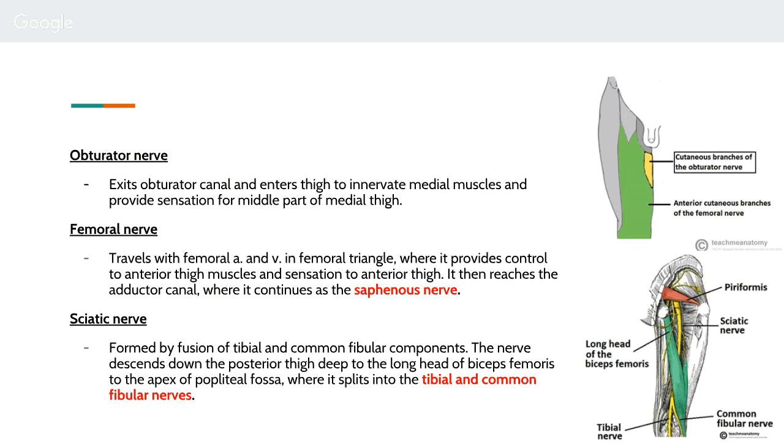Nerves of your thigh, know which regions are innervated by which nerve. So your obturator nerve, obviously it's more medial, so it would innervate the medial perspective. Femoral nerve, anterior, innervates your anterior perspective. Sciatic nerve innervates your posterior perspective.